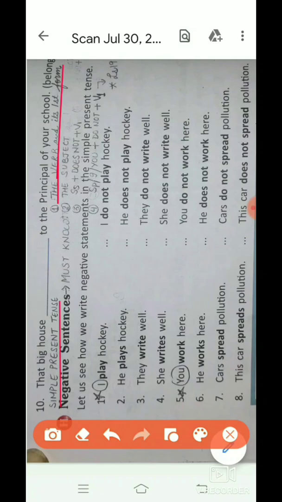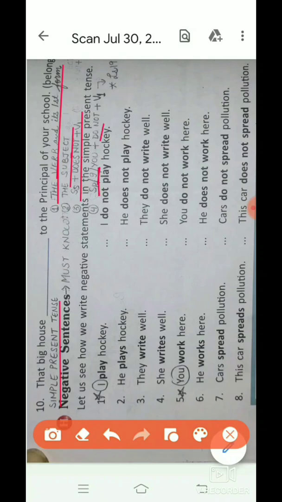The next step is to identify or look for the subject. Subject, as you all remember, is the person or the noun about which we are talking. Then you have to see if your subject is singular. You will use does not plus V1. And if your subject is plural, or it is I, or it is you, then you will use do not plus V1.